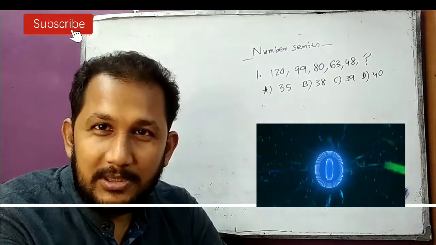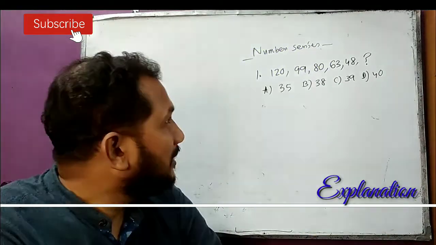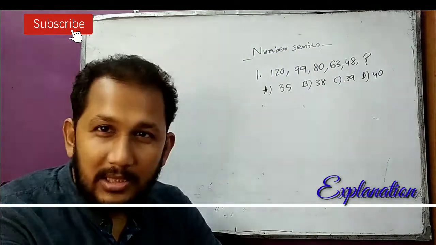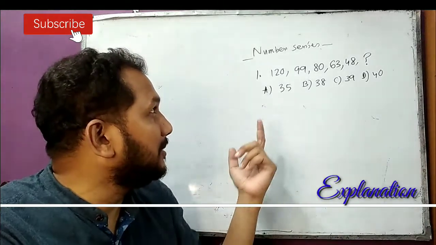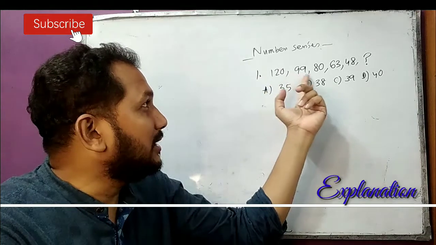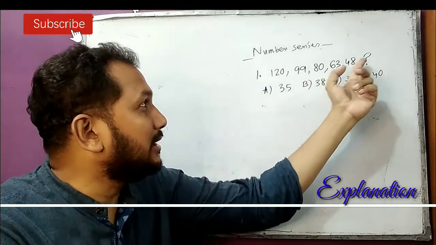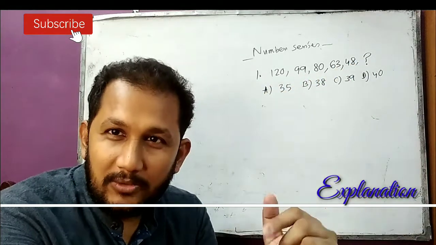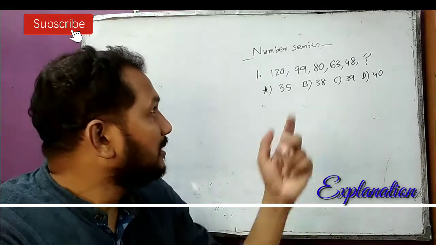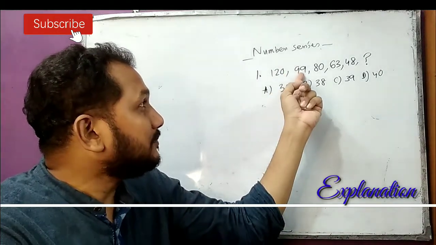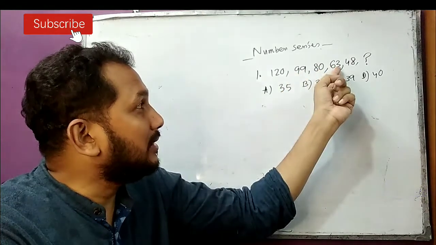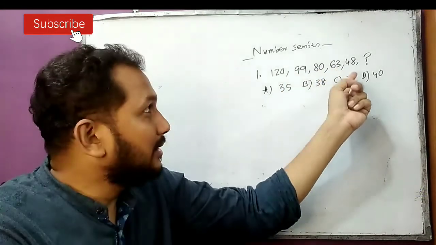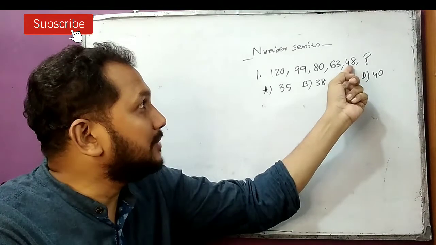What will be the answer of this number series? We can see that there is a decreasing order of numbers: 120, 99, 80, 63, 48, in decreasing order. We have to find out the gap between the numbers. The gap between the numbers is here 21, here 19, here 17, here 15.